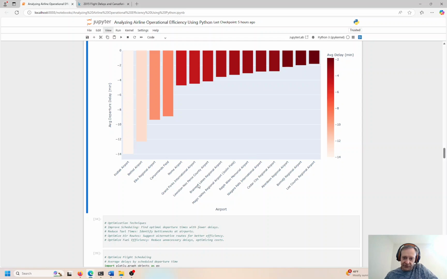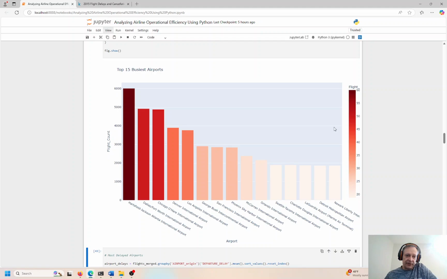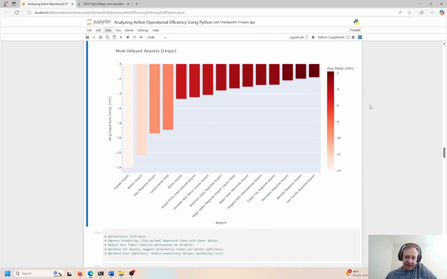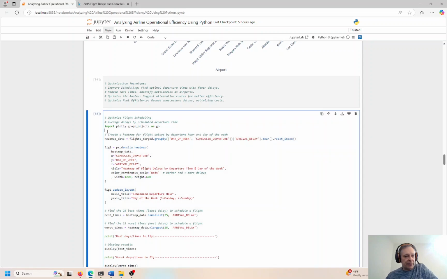But this is interesting because none of these are real big major airports. So I think the major airports where most of the air traffic occurs actually don't struggle with delays. You have these smaller, I would guess, regional airports, because I don't even recognize any of these names. The regional airports actually tend to have the biggest delays. So that's kind of interesting, right? So let's look at the next one, optimize flight scheduling.